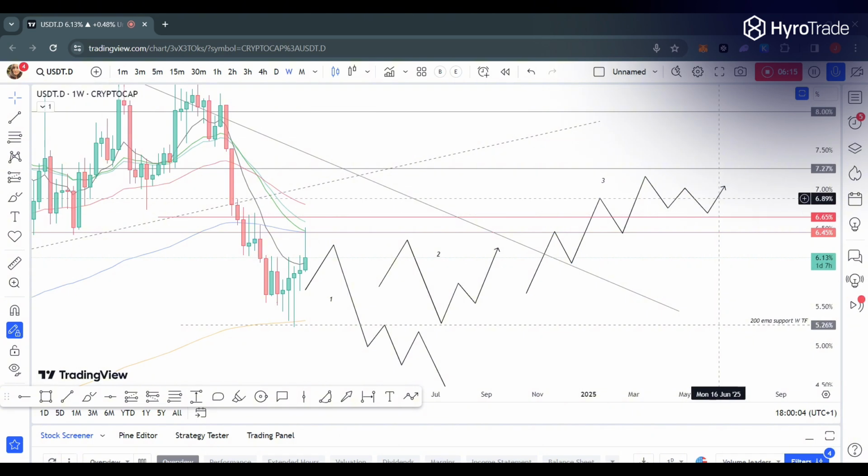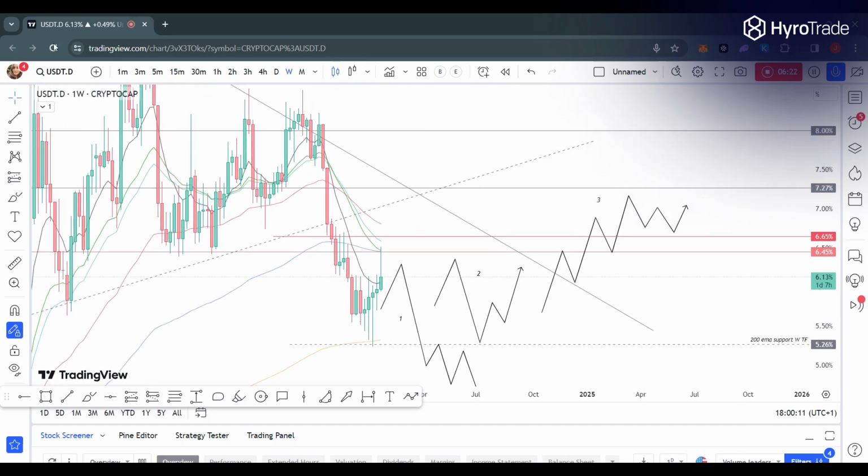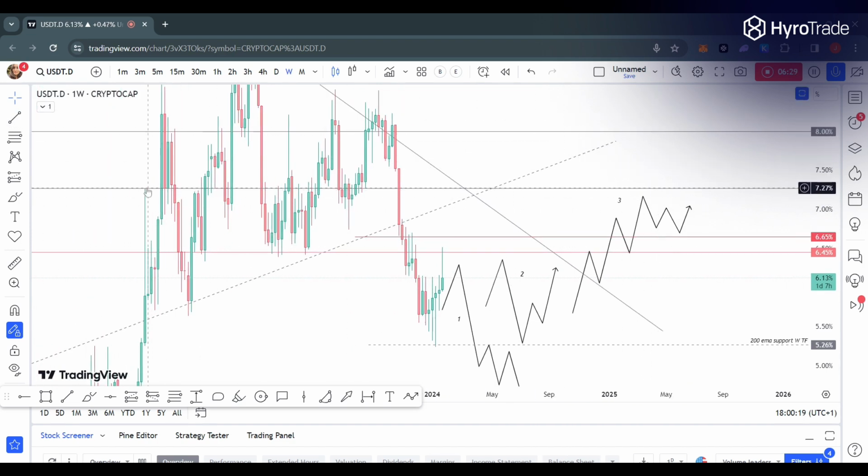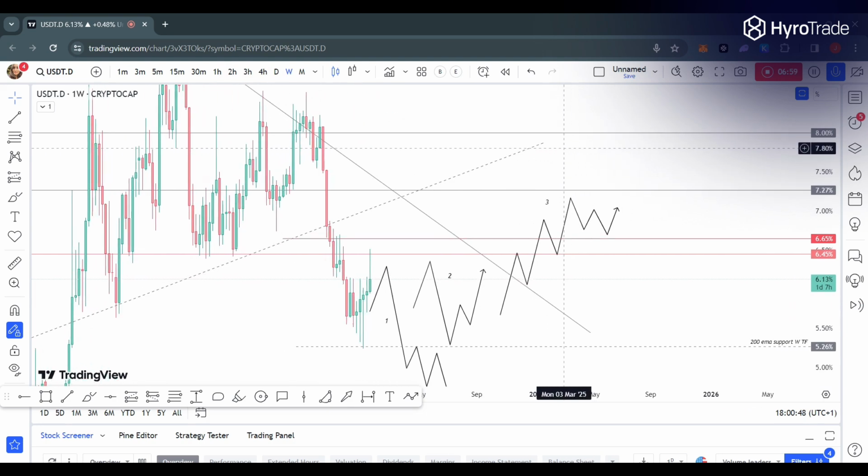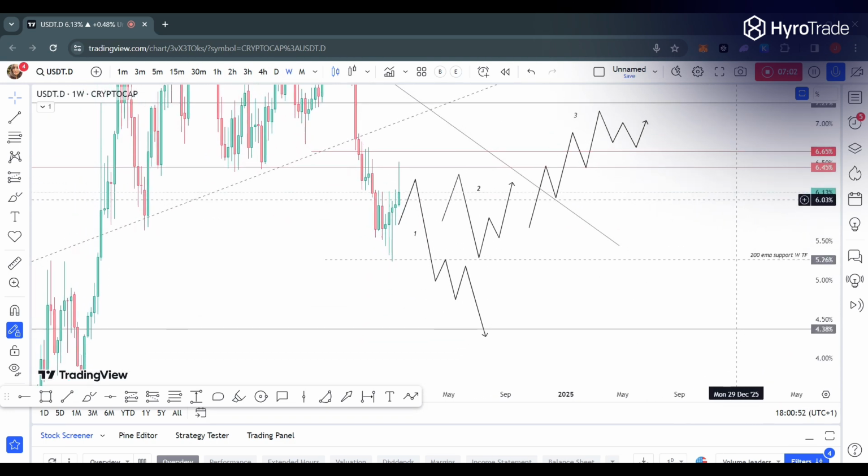In this case, USDT dominance may come towards the 7.27 level, from where it may also reject. And why did I choose this level? If I turn off my EMAs, we can see that before, this level also stood as support. If you look here, for example, it was bouncing from here or here, and even here. So this level can also stand as a strong level where we can see a bearish reaction.